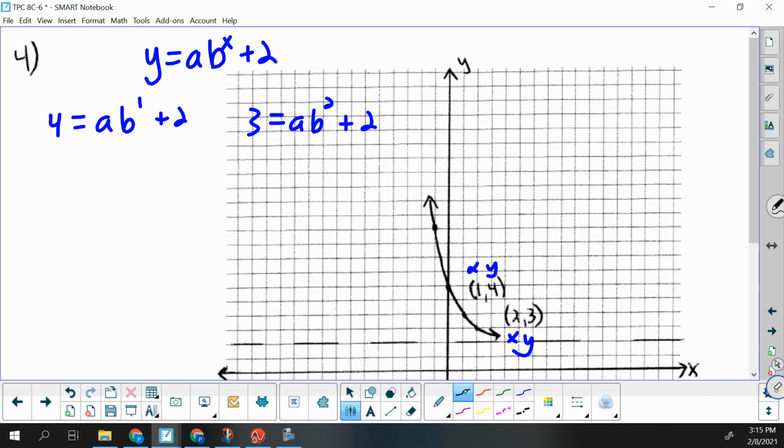First thing, add or subtract those values over. So we'll subtract 2 from both sides. We'll get 2 equals a times b to the first. Subtract 2 from both sides, you get 1 equals a times b squared.